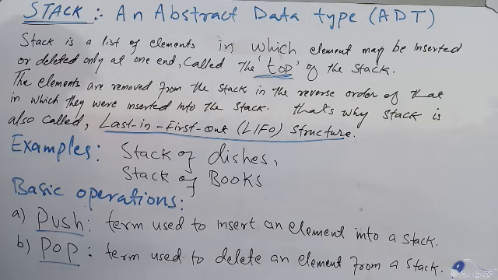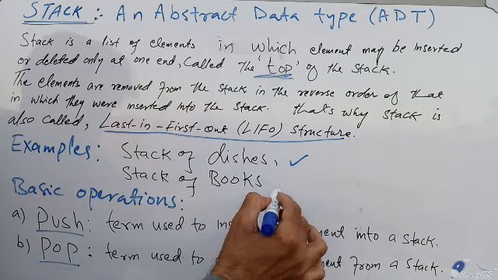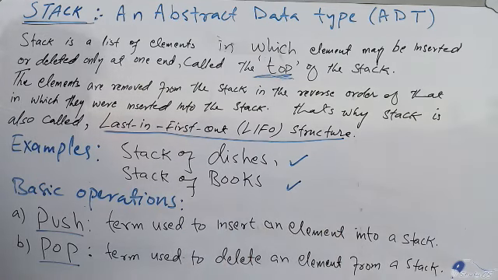As examples, we can say a stack of dishes, a stack of books, and a stack of folded towels. A stack normally consists of two basic operations known as push and pop. Push is a term used to insert an element into a stack, while pop is a term used to delete an element from the stack.